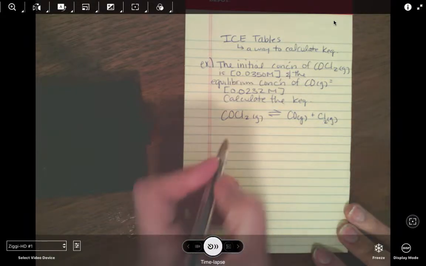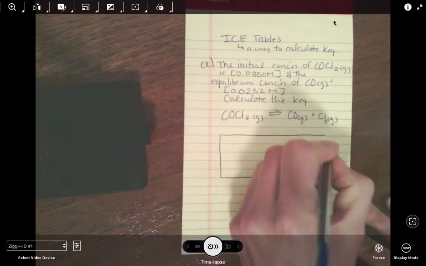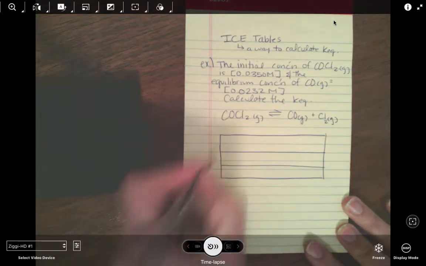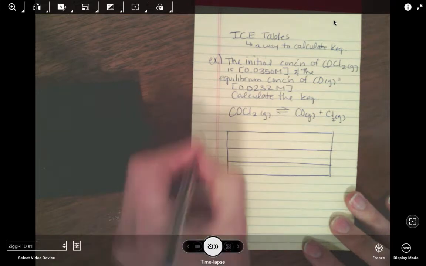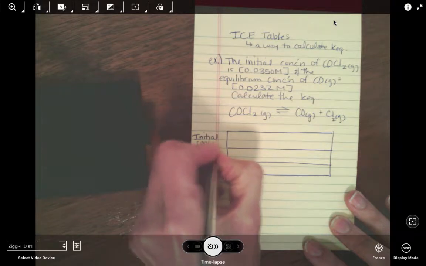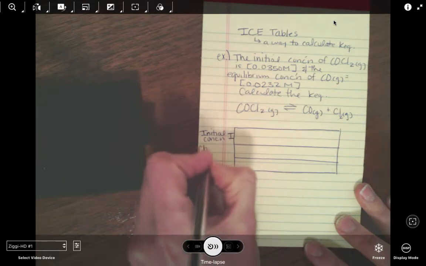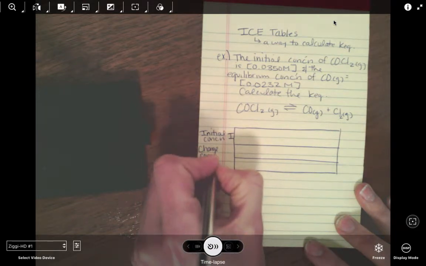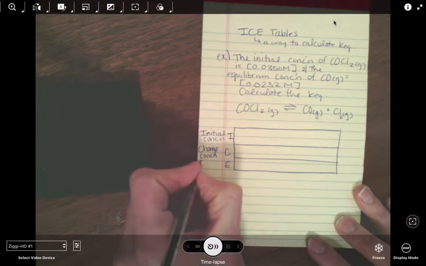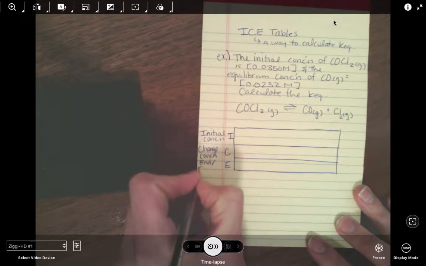And that's really important. So an ICE table is a rectangular box broken up into 3 rows, like this. So the 3 rows represent the ICE. So ICE stands for initial concentration, that's what the I is. The change in concentration, which is the C. And then the E stands for the end point, which is the end when equilibrium has been reached. So end/equilibrium.